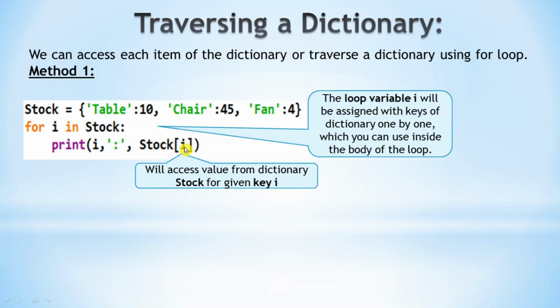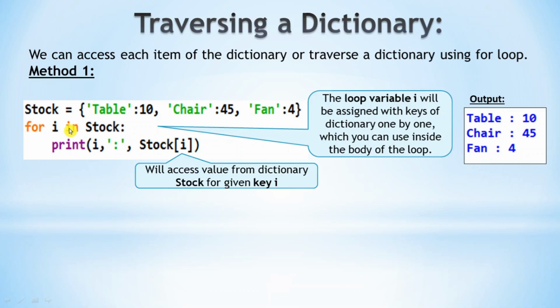In the first iteration, the variable i will contain the key table. So stock of table will return the value 10. The output of this program will be, in the first iteration, i will contain table and stock of i is stock of table, 10. In the second iteration, this i will contain chair. The output will be chair and stock of chair is 45. That will be displayed, and then the third item fan 4 will be displayed.